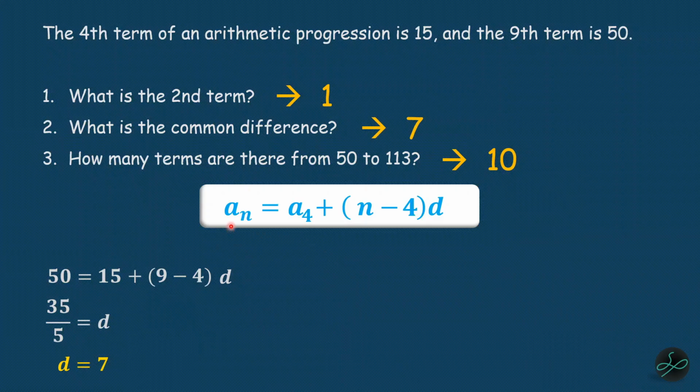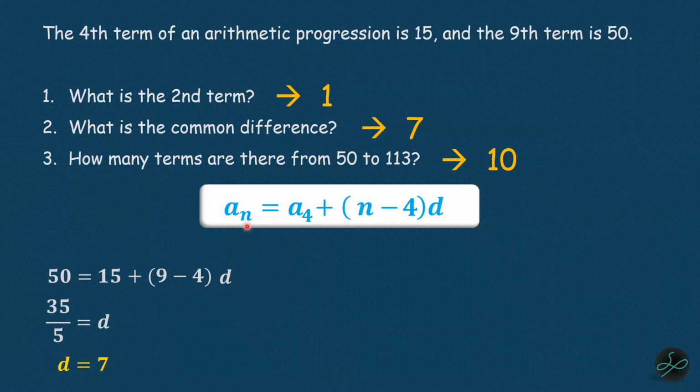Let's now answer question number 1. What is the second term? Here we can still stick to the same formula we used here. Since the second term precedes the fourth term, the value inside the parentheses will give us a negative value. The idea of the formula can then be rephrased to, how many times do I have to subtract the common difference from the fourth term in order to get to the second term?